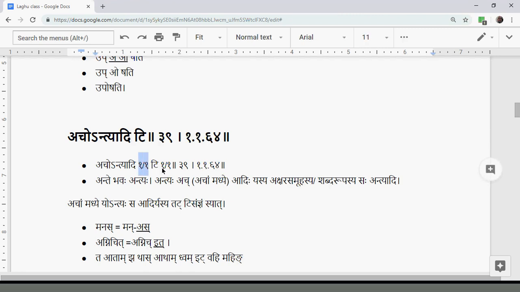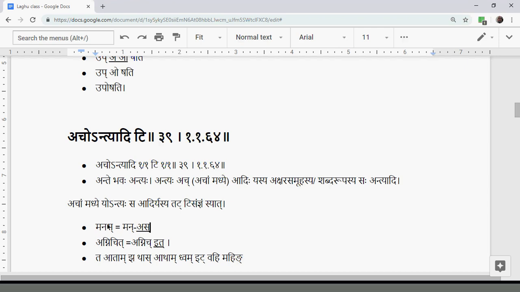This is in 1-1. It is a Sanjna Sutra. Okay? No Shashti. That's a Sanjna Sutra. It's mentioned that it is a Sanjna Sutra. It T Sanjam Syat. So follow what is written here. So T Sanjna. There is no Adesha.